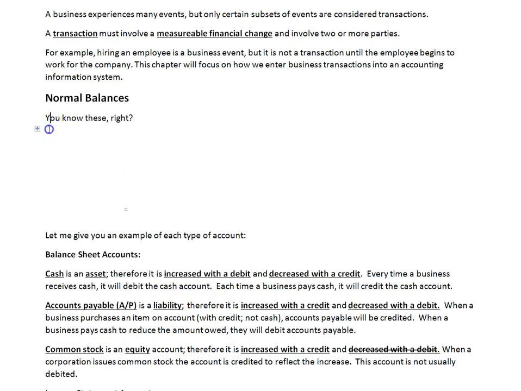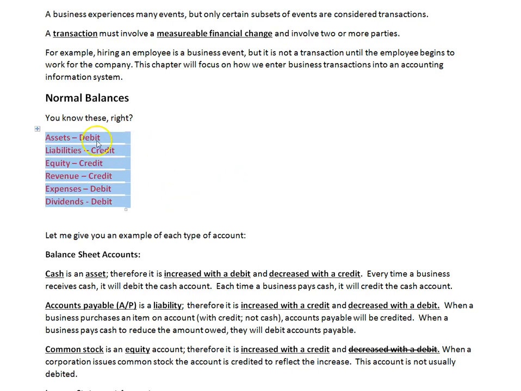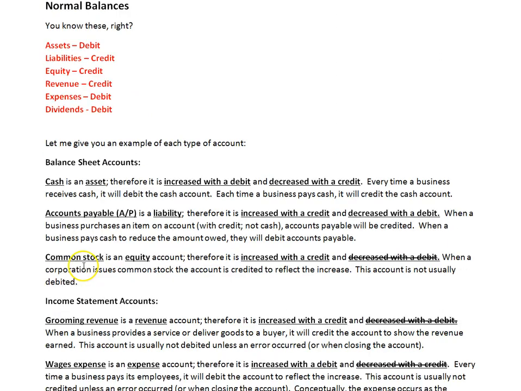All right, normal balances. We know these from Chapter 1, right? Hopefully we do. Asset normal balance is a debit, liabilities normal balance is a credit, equity normal balance is a credit, revenues normal balance is a credit, expenses normal balance is a debit, dividends normal balance is a debit. Let me go ahead and give you an example of each different type here.